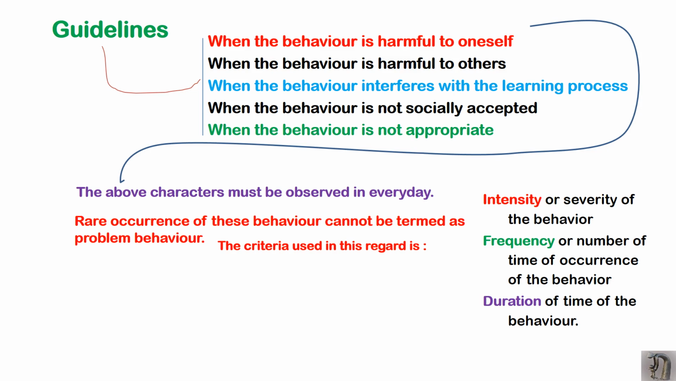And frequency is the number of times of occurrence. If he's spitting, how many times is he spitting in one hour, in half an hour, in a day. Duration is the length of time of the behavior when it happens, whether someone arouses him, then it happens, or someone triggers him, then it happens. So intensity, frequency, duration is a very important criteria to observe the behavior.